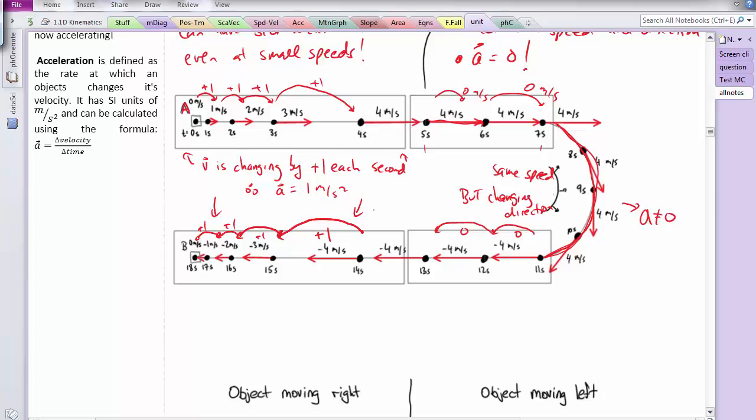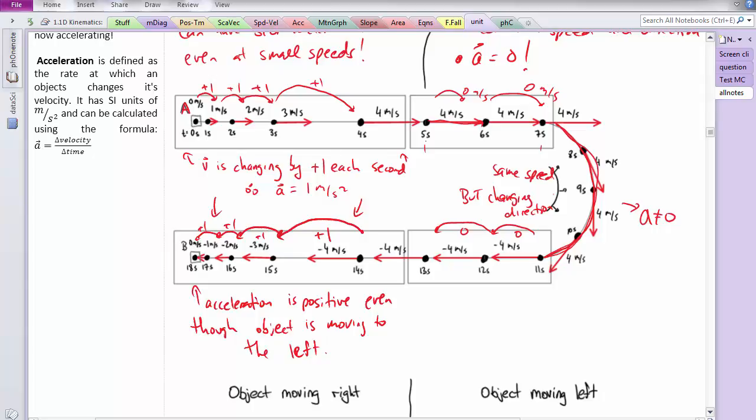This is not an easy concept to get the first time, but here acceleration is positive even though the object is moving to the left. Okay, so over here it's moving to the right and acceleration is positive because it's speeding up in the positive direction.